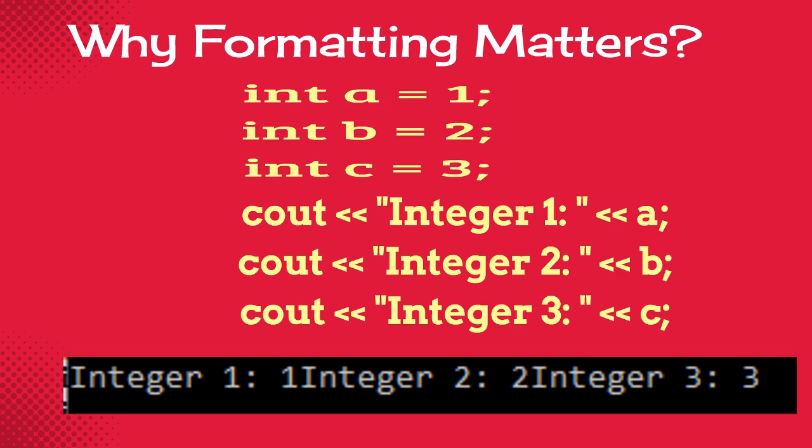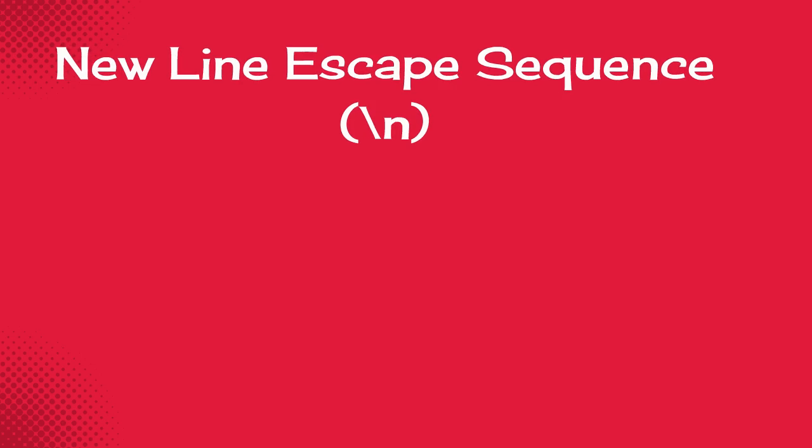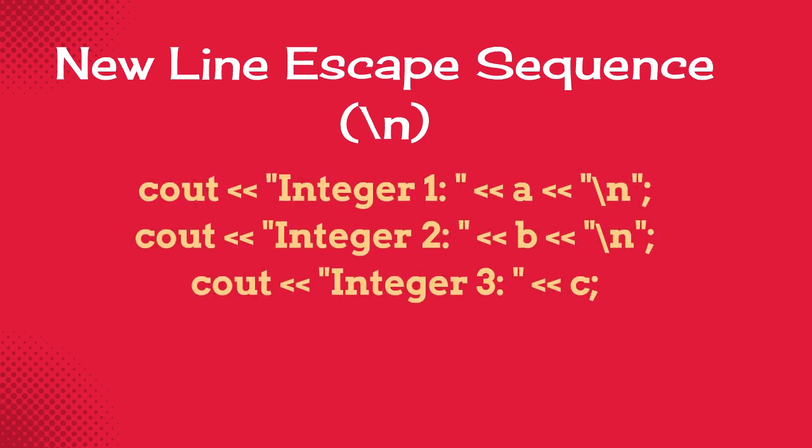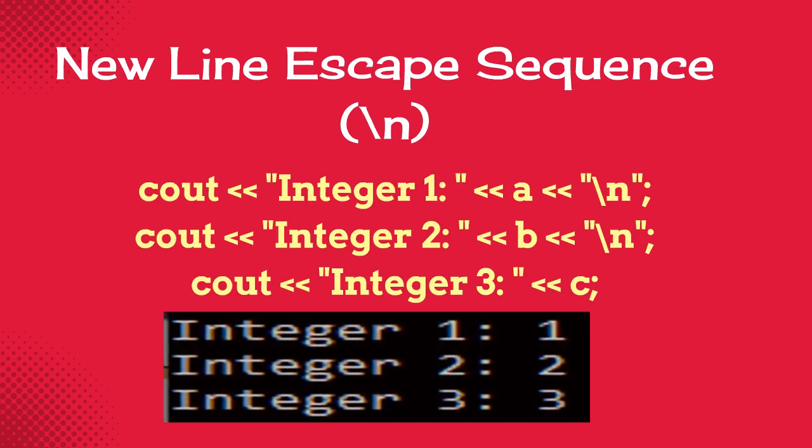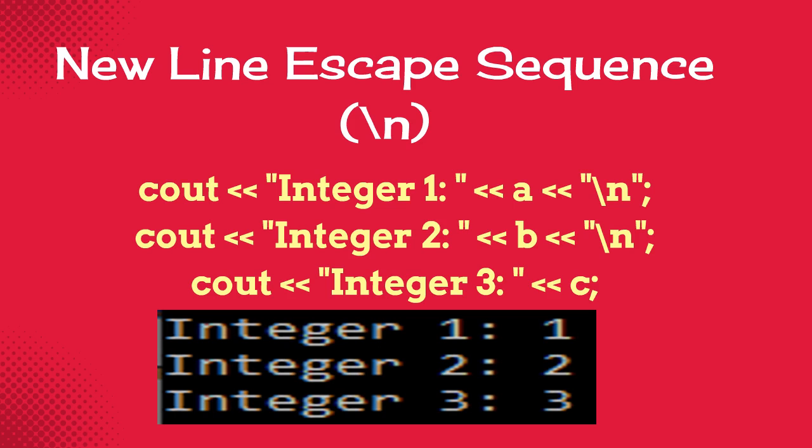Let's improve it. One way to solve this problem is by using the new line escape sequence, written as \n. The backslash followed by the letter n tells the computer to move the cursor to the beginning of the next line. Let's add \n after the first two output statements. Now, let's run the program again. This time each value appears on its own line. The output is much cleaner and much easier to read.